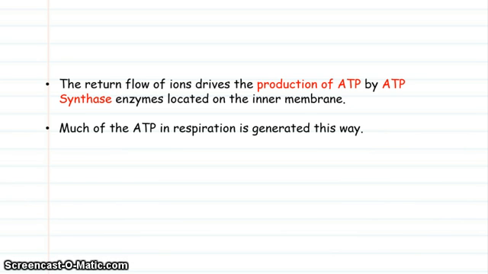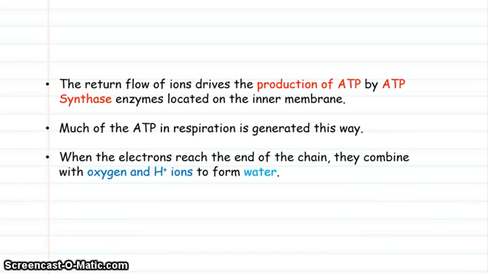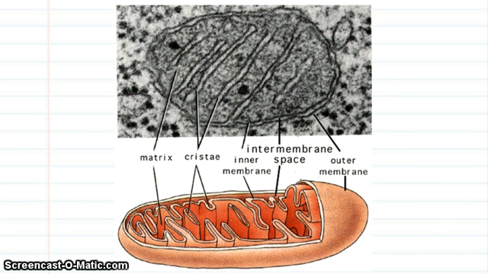What happens then? These hydrogen ions are allowed to return back into the matrix of the mitochondria, but through ATP synthase enzymes. Okay, and in that process, the ATP synthase generates lots and lots of ATP. Most of the ATP from aerobic respiration is produced in this way. Those electrons, once they've reached the end of the chain, combine with oxygen and those hydrogen ions to form water, and that is essentially the end of the process.